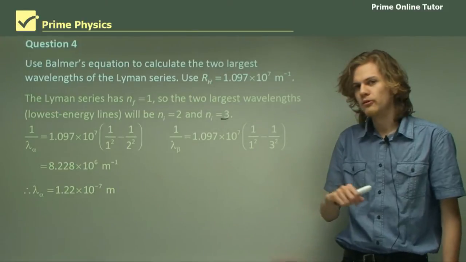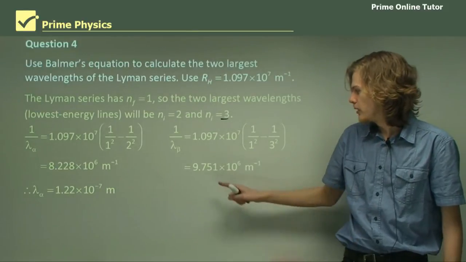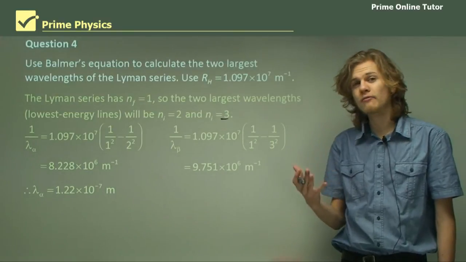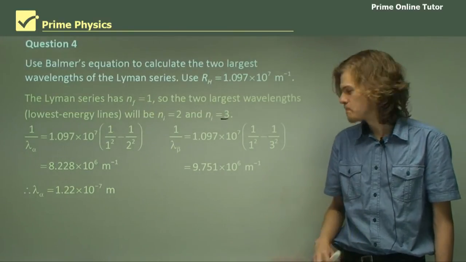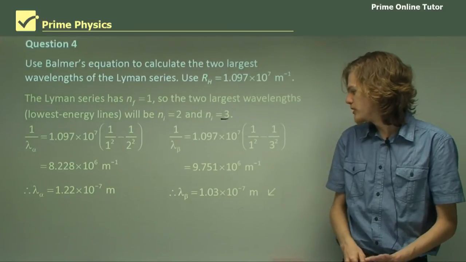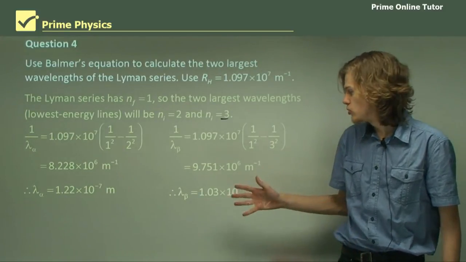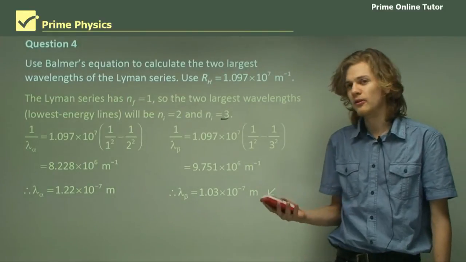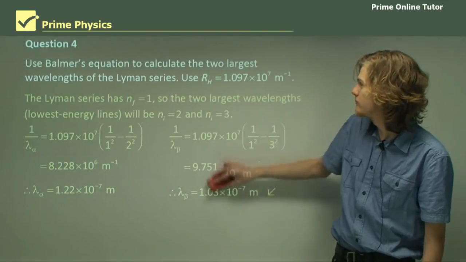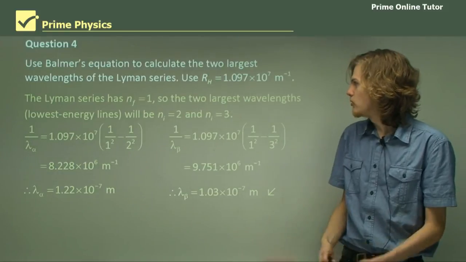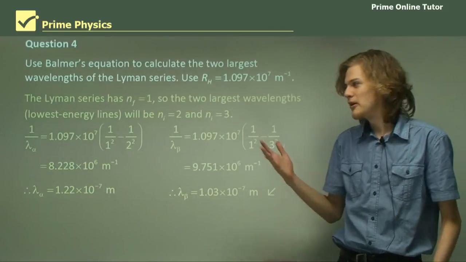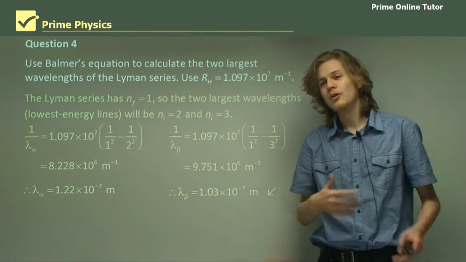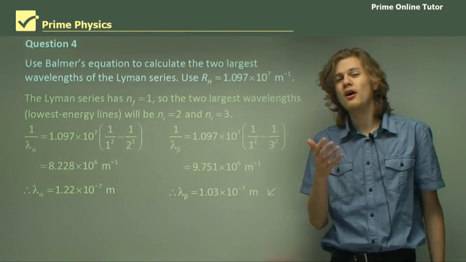Alright, so we put that into a calculator, as before. We end up with this number here. And taking the reciprocal of that, we can find out the wavelength of the Lyman beta line. That'll give us 1.03 times 10 to the minus 7 meters, which is good because it's a lower wavelength than the Lyman alpha line. So, we can see that if we put in different numbers for Ni or Nf, we'll end up with different wavelengths, but they'll all be part of the hydrogen spectrum.